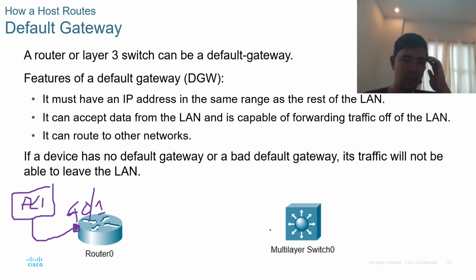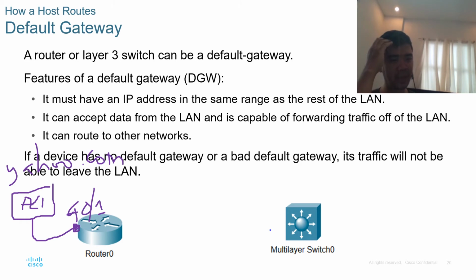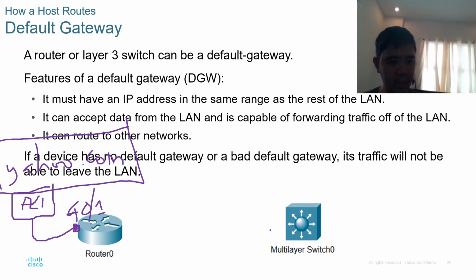For example, PC1 types yahoo.com in the browser. Take note that yahoo.com is not even an IP address, and we mentioned before that what the computer processes are in the form of an IP. So definitely this yahoo.com request to be forwarded to our network is unknown to PC1. What PC1 will do by default is drop it, ignore it, reject it, unless there is a default gateway.